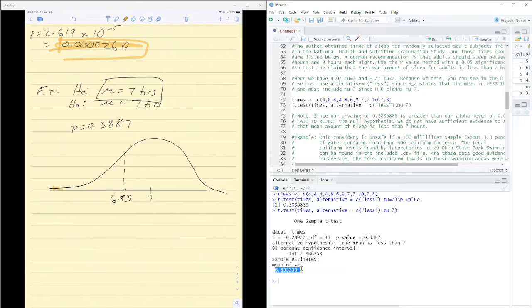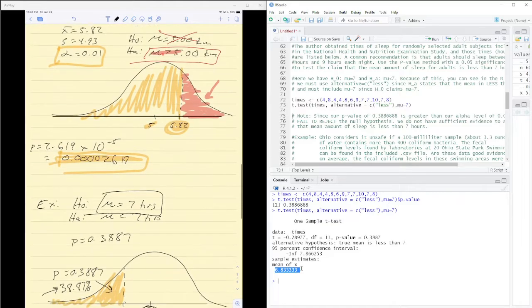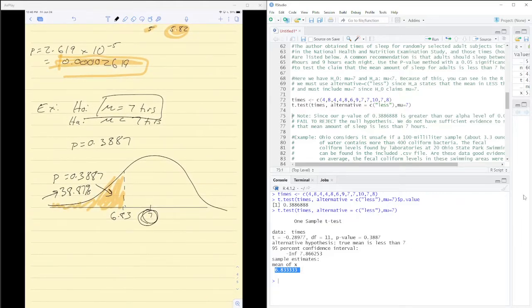What it's saying is that this probability, this area under the curve, is 0.3887. If you think about it in percentages, that's 38.87%. So there's a 38.87% chance that we get this result, assuming the real mean is 7. And 38.8% is not that unusual, right? That's more than a third of the time. The other percentages we got were very, very small, but this is large.